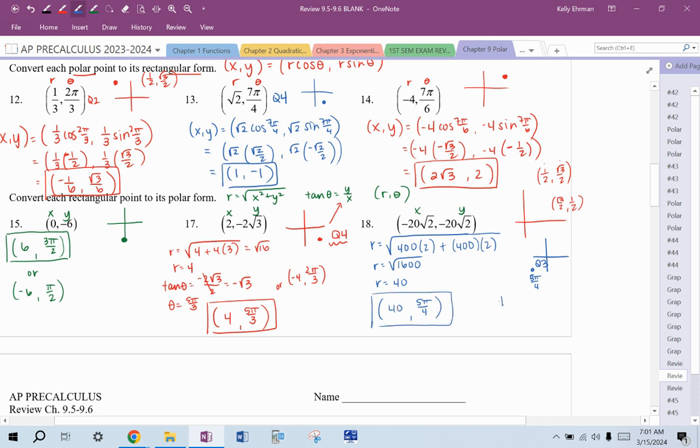Also for the 5 pi over 4, it would be tangent theta equals negative 20 radical 2 over negative 20 radical 2. That's 1. And again, I know it's quadrant 3 because of plotting the point and seeing which way it was facing.